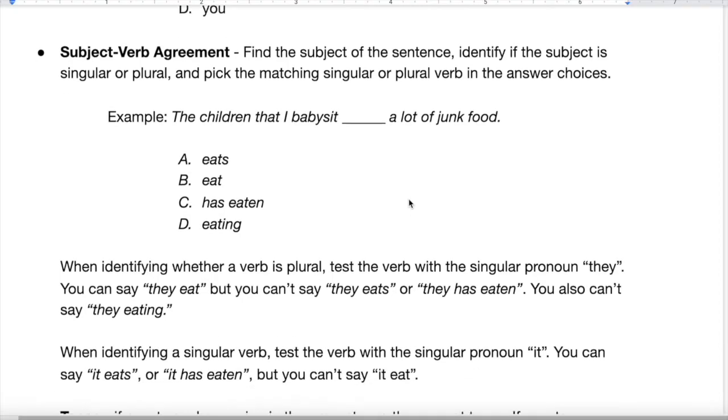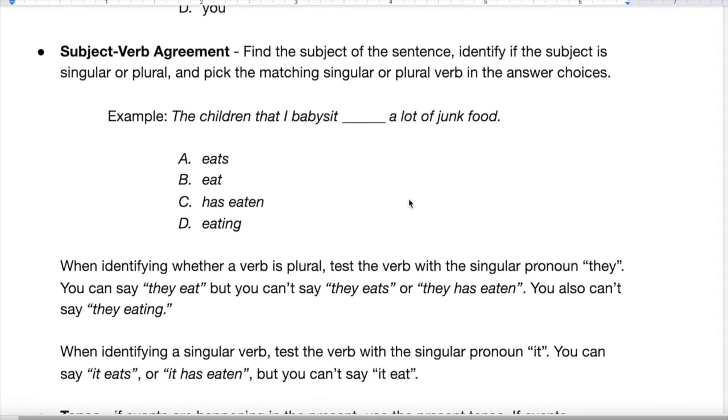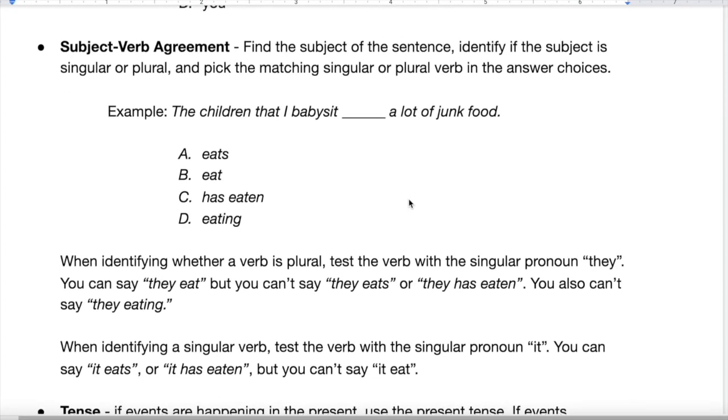Go ahead and read that rule on Subject-Verb Agreement. By the way, here we're just talking about, like, if you have a singular subject, you need a singular verb, and if you have a plural subject, you need a plural verb. You got to make that match. Read the rule. Find the subject of the sentence, identify if the subject is singular or plural, and pick the matching singular or plural verb in the answer choices. Okay. Great. Go ahead and read the example as it is. You can just read the blank as a blank. The children that I babysit blank a lot of junk food.